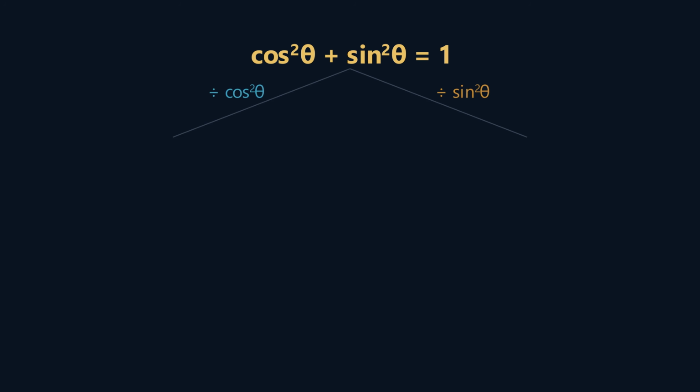Take cosine squared plus sine squared equals 1, and divide every term by cosine squared.